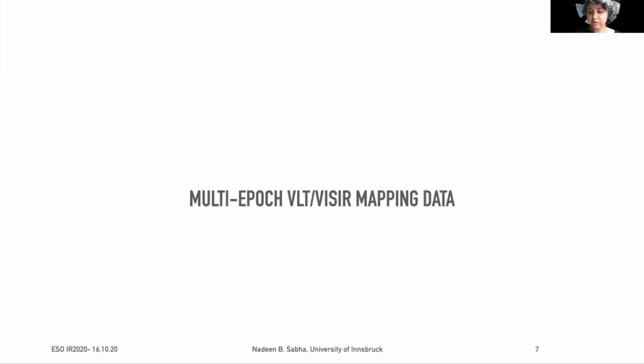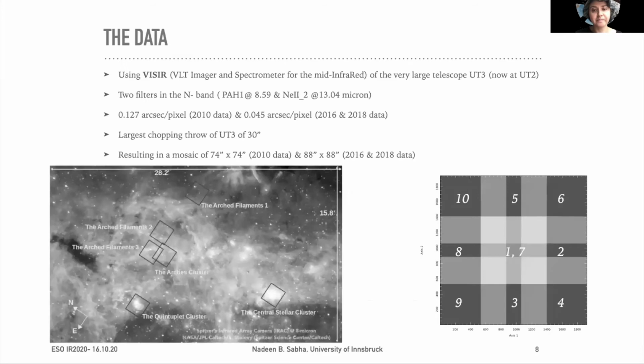So to go to the dataset that we have obtained over the past few years, we have obtained data at 2 wavelengths in the N band, in 2 filters, the PAH and the neon. And we've done this over 3 years, in 2010, 16, and 18. And we targeted 6 regions in the galactic center, so the 3 massive clusters, and also regions nearby. We used the raster mode of VISIR, which allowed us to image and mosaic a larger field of view.